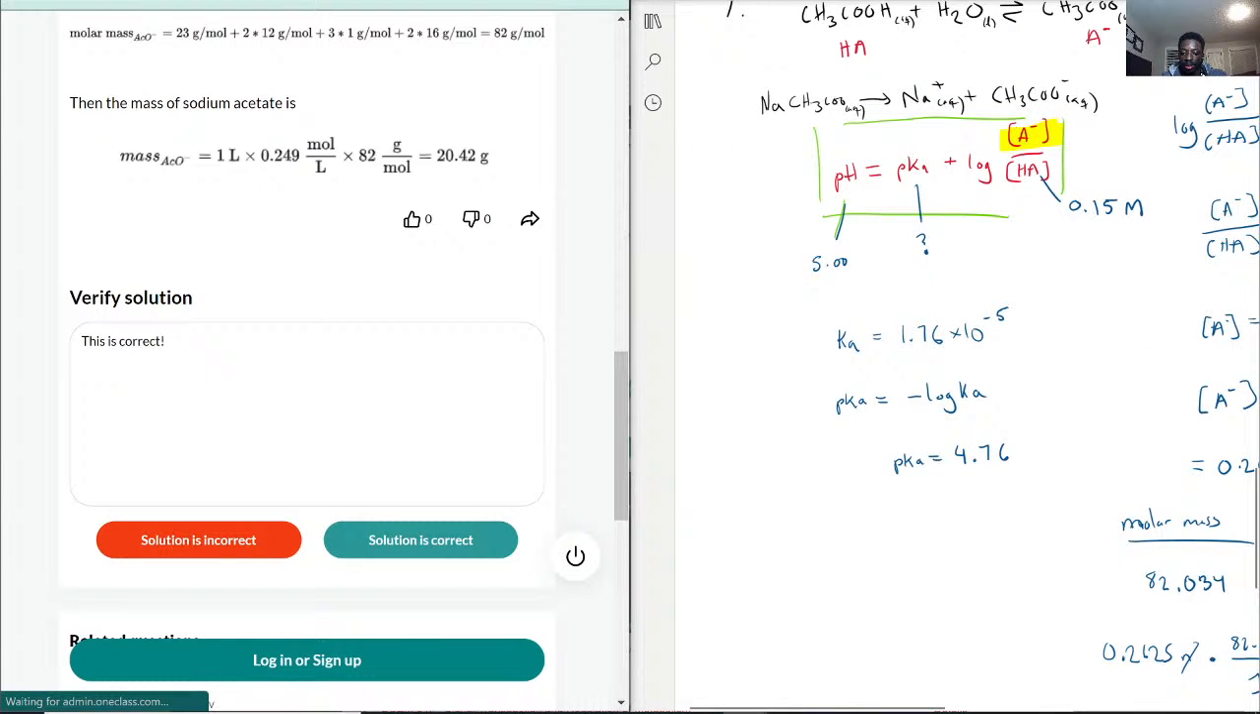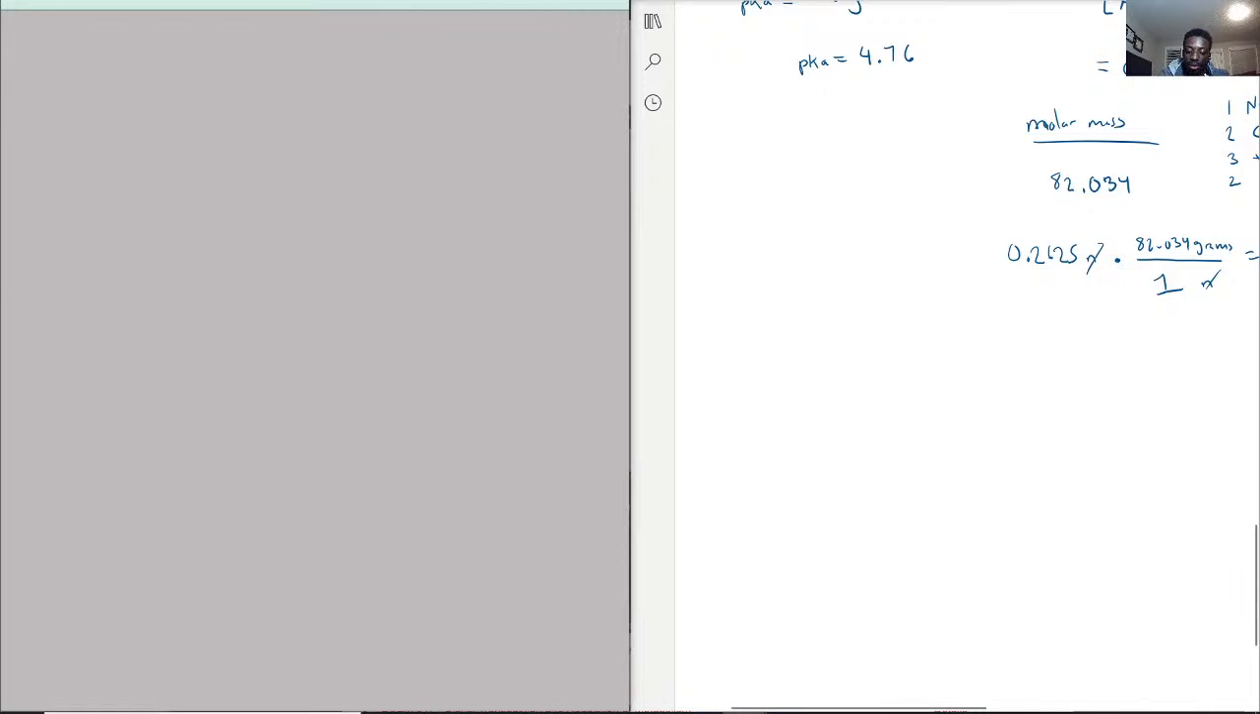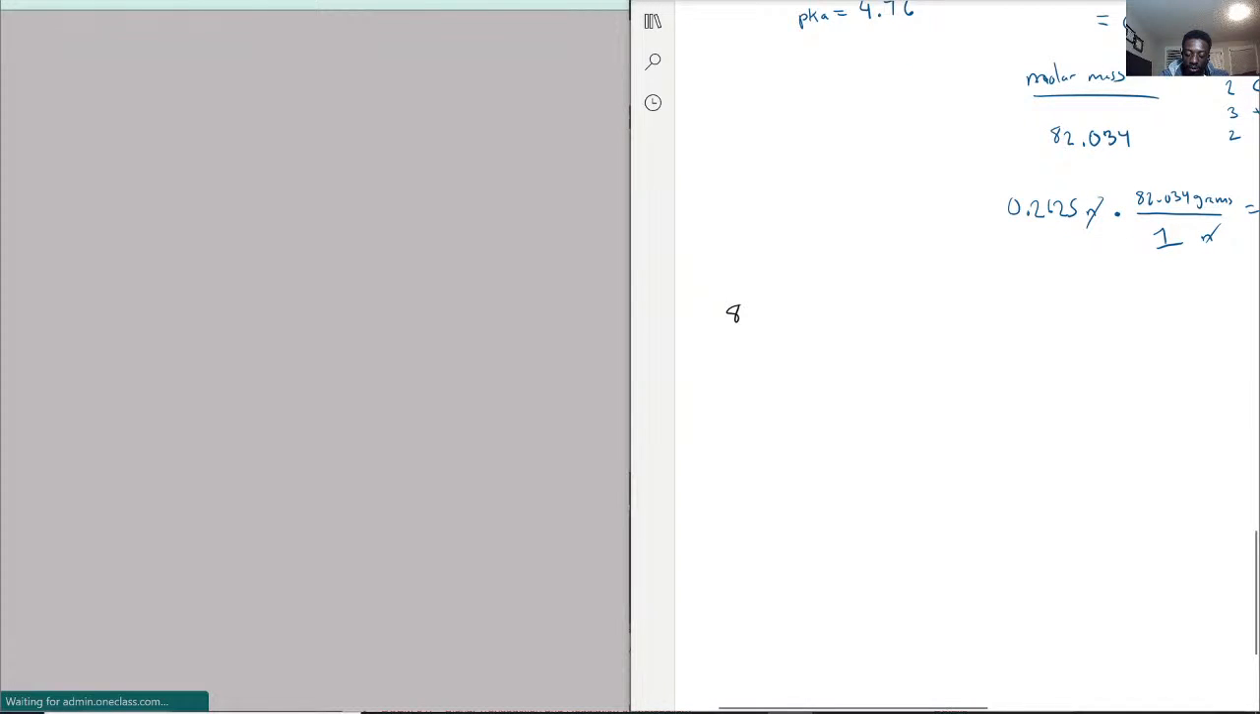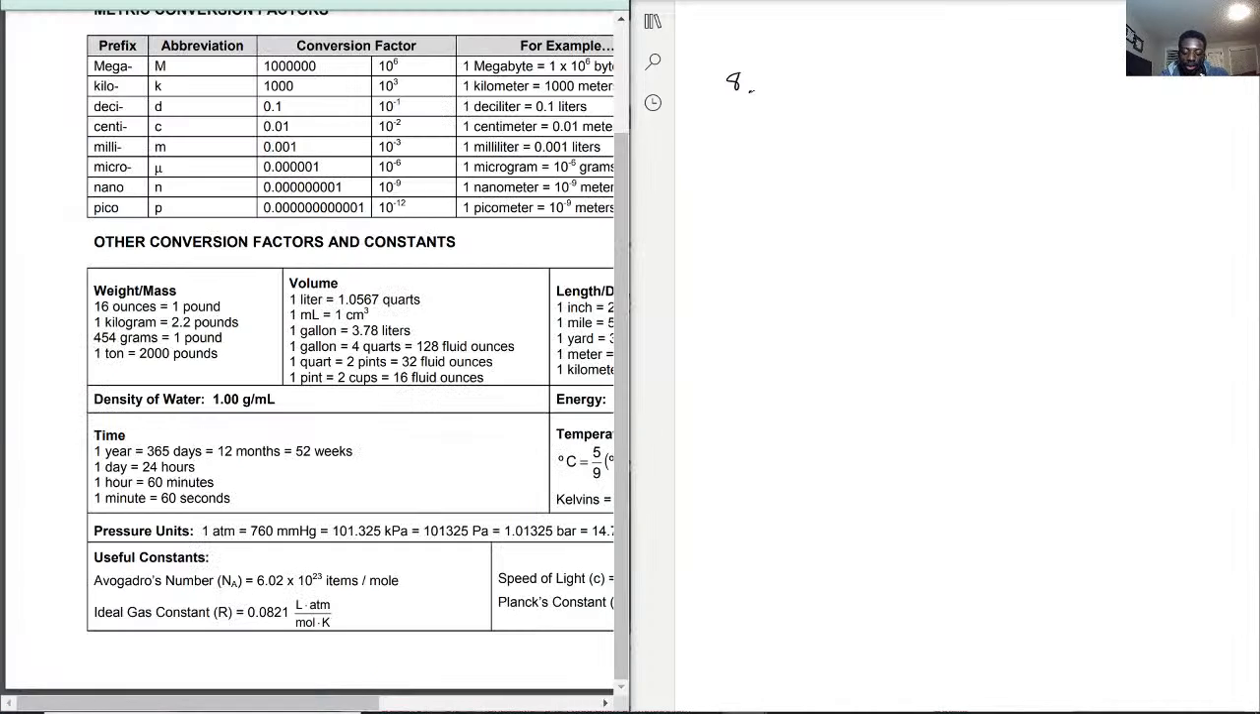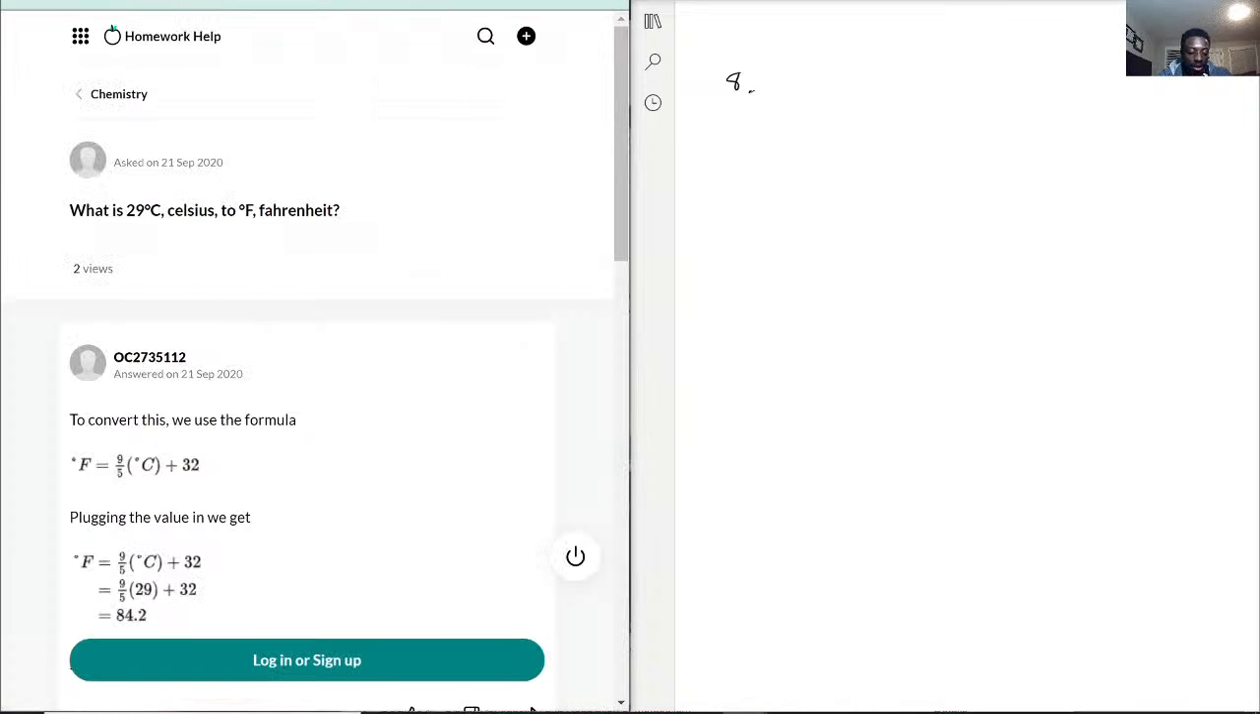And what a question for question 7. Now we can move on to question 8. Okay. So, this is a good breather from what we just solved. So it's asking, what is 29 degrees Celsius in degrees Fahrenheit?